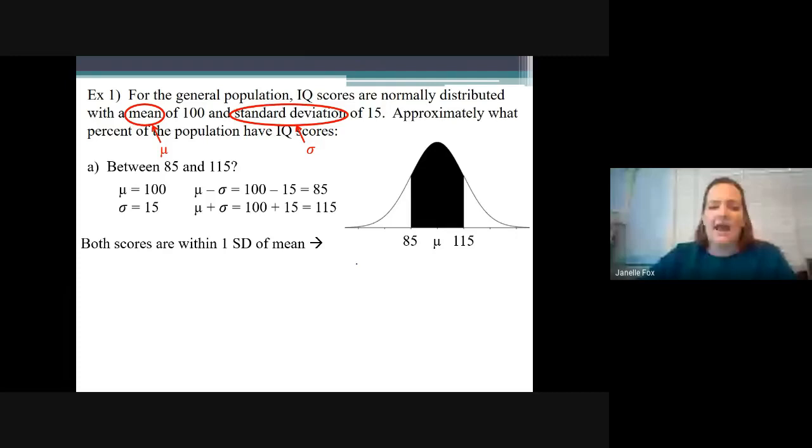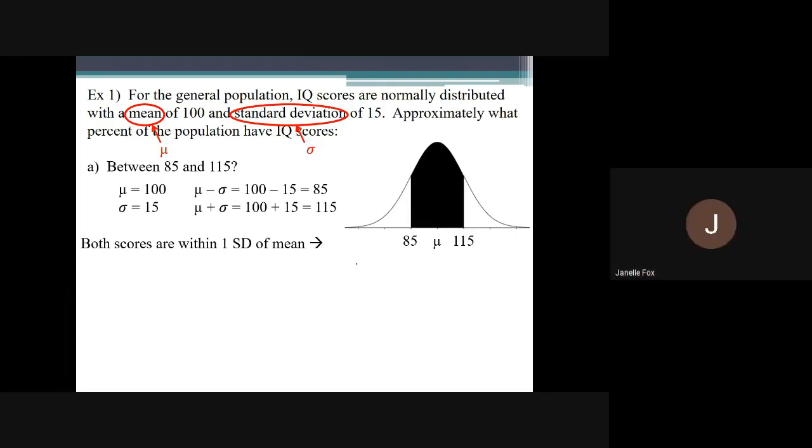So what did we learn? We're going to flip back to your notes, turn it over. Oh yeah, 34% and 34% makes 68%. So 68% of the data is between 85 and 115. Very cool. Okay, then we go to part B and it says above 115.